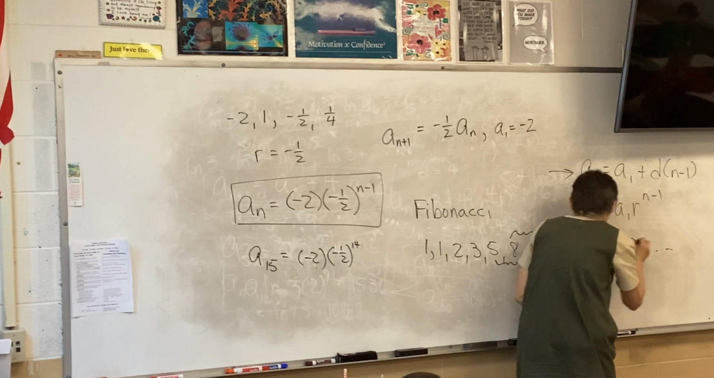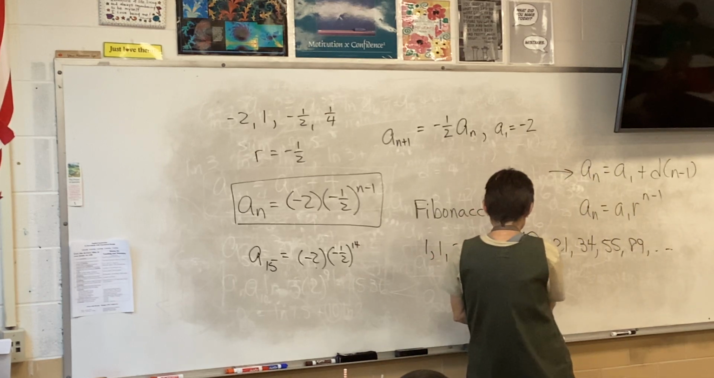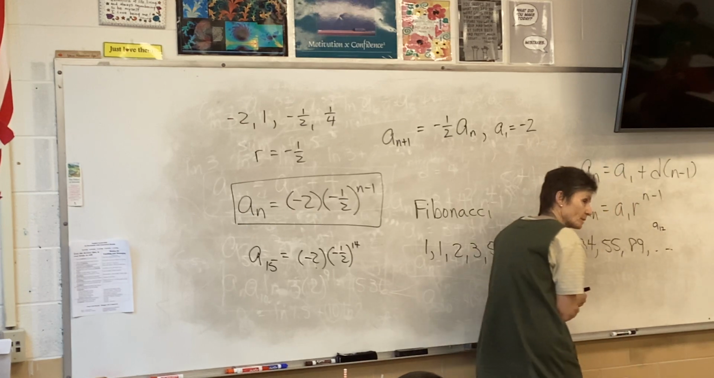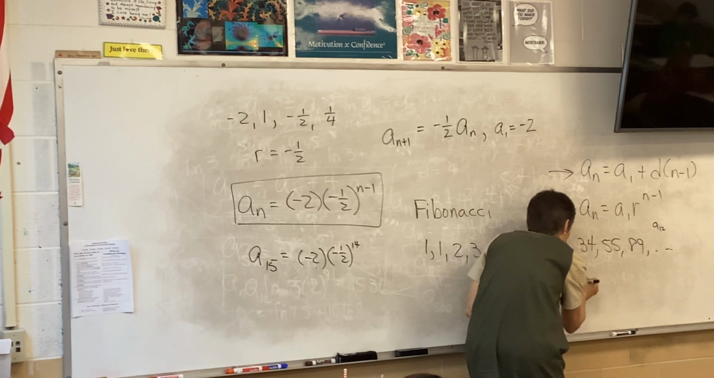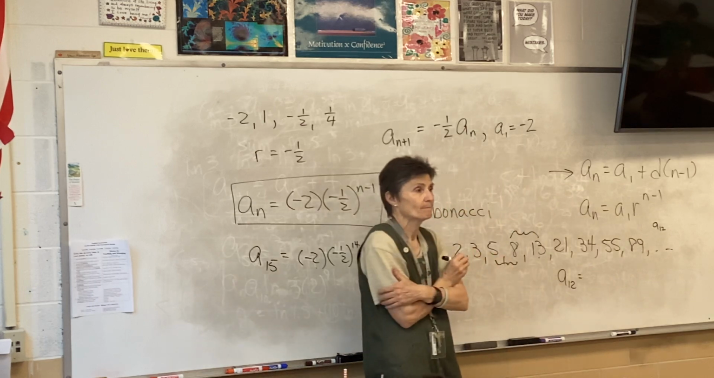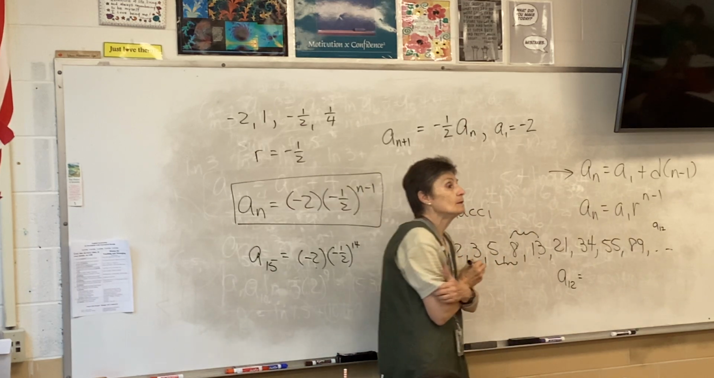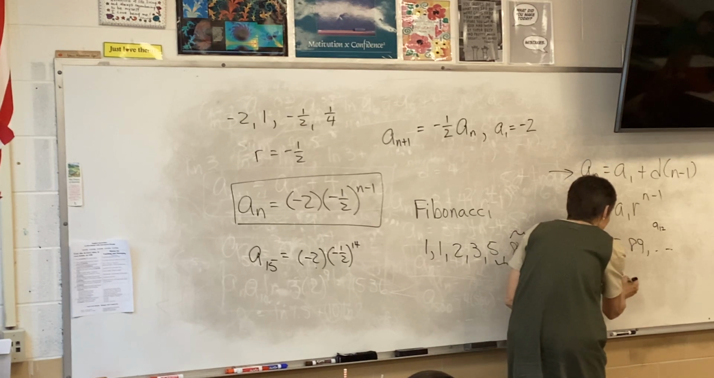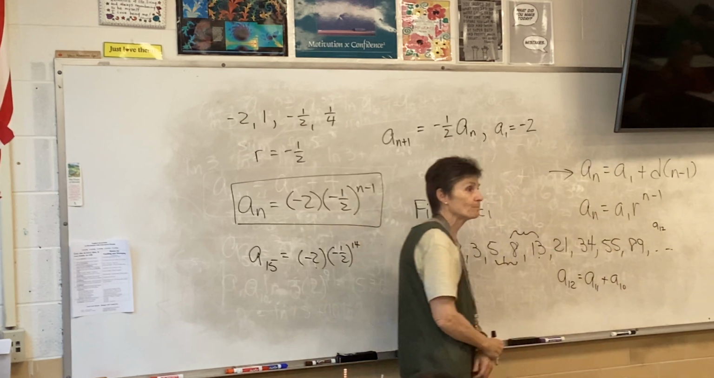Let's see, this is 1, 2, 3, 4, 5, 6, 7, 8, 9, 10, 11. This is going to be the 12th term. How will I get the 12th term of this sequence? Term 11 plus term 10. Exactly. I'm adding the 11th and the 10th, in either order, doesn't matter.